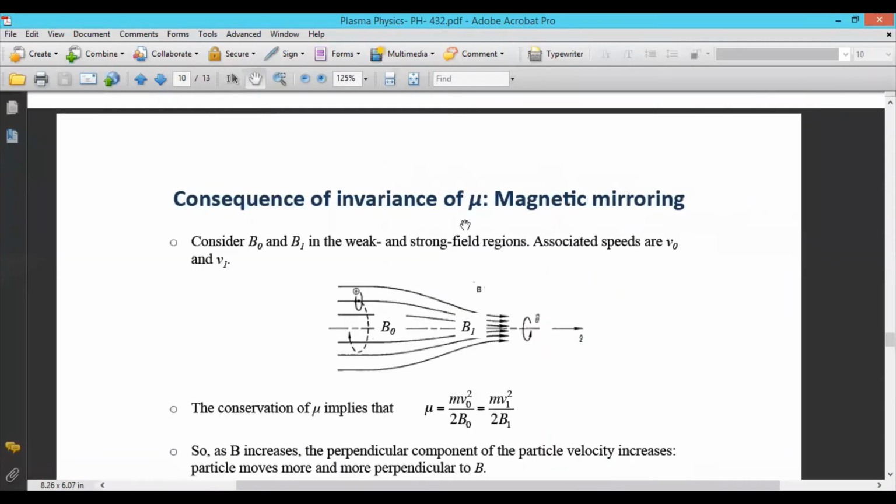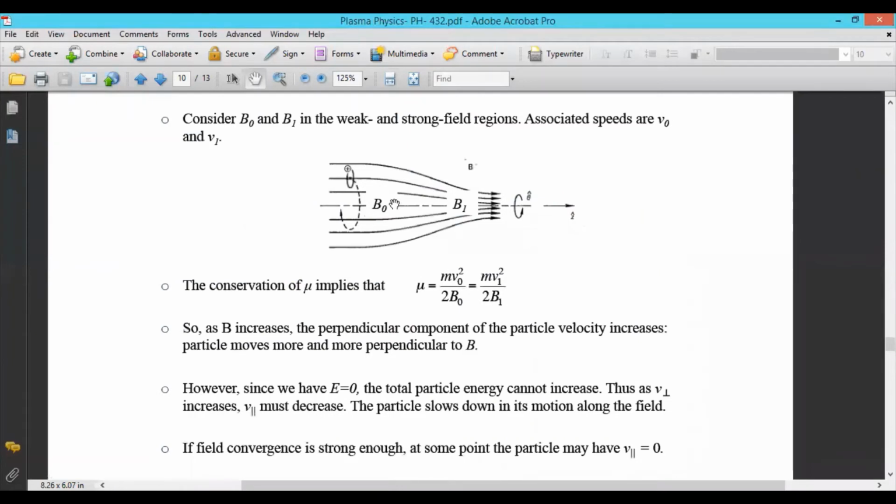So, what is the consequence of the invariance of mu? We can see that we have two regions of magnetic field. In the first region, the magnetic field is weaker, and we call it B naught. When we move in the z direction, the magnetic field becomes stronger, and we call it B1. As the particle moves from the weaker to the stronger magnetic field, we consider that in the weaker field the particle has velocity V naught, and in the stronger field it has velocity V1.